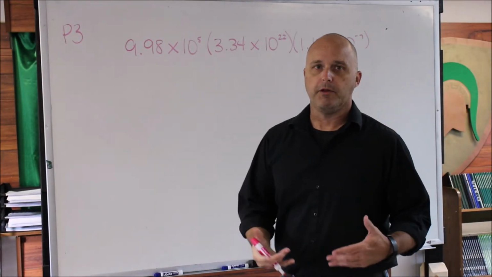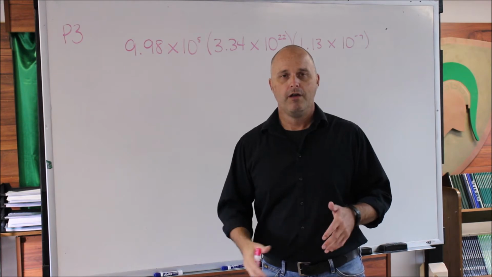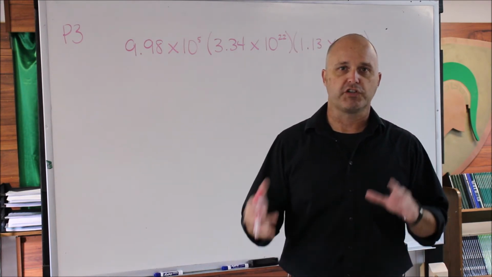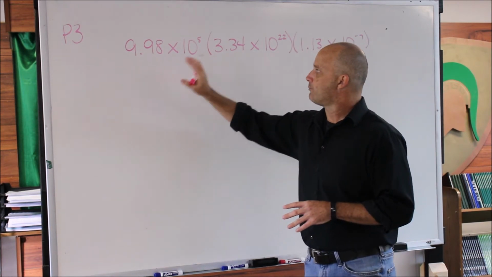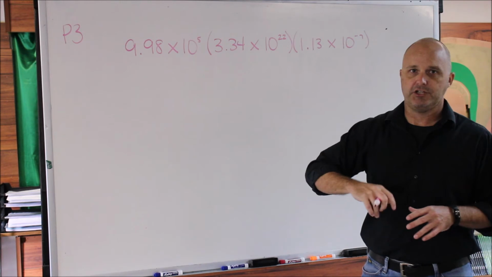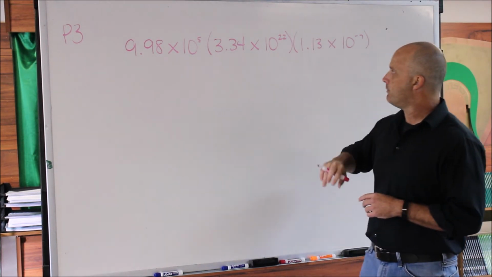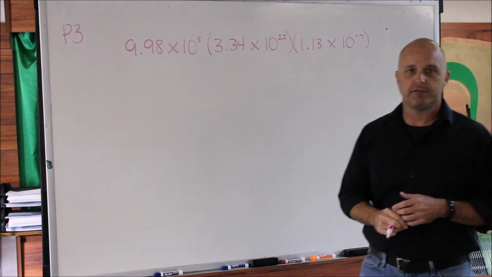So in this problem, we're going to be looking at how many molecules of water are there in a cubic meter of water. We're not going to be concerned with setting up the word problem. We're just going to look at the math on this. So what we've got is 3 separate bits of scientific notation that we've got to combine together. 9.98 times 10 to the 5th, 3.34 times 10 to the 22nd, and 1.13 times 10 to the negative 7th.